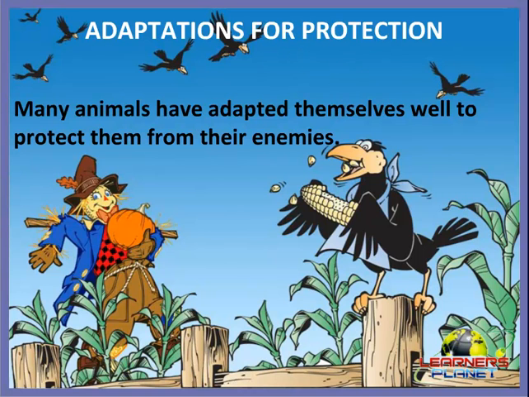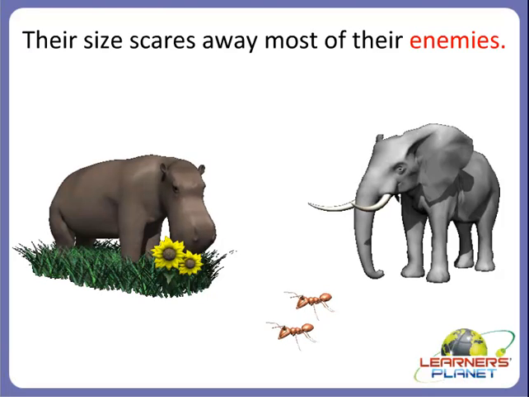Children, we studied about adaptation, right? Some animals or most of the animals adjust according to the environment, and this is called adaptation. So let's see what is the benefit of adaptation for the animals. Yes, many animals have adapted themselves well to protect them from their enemies, right? Let's see, how do they protect themselves from their enemies? Let's see some interesting examples.